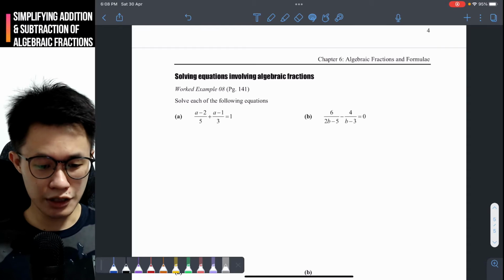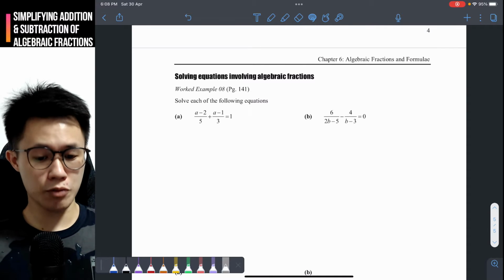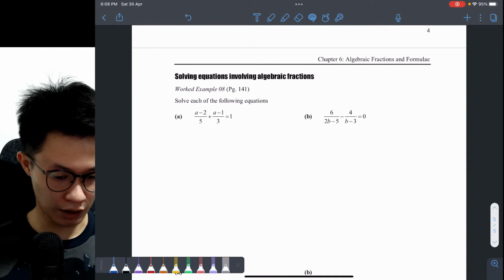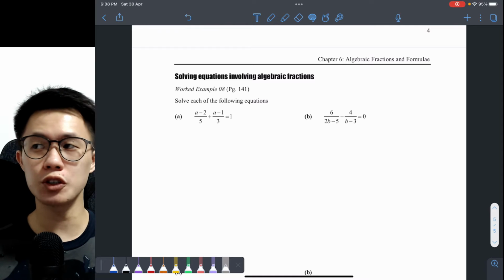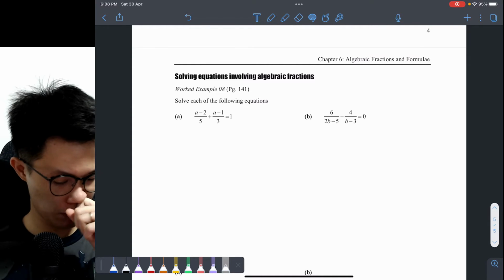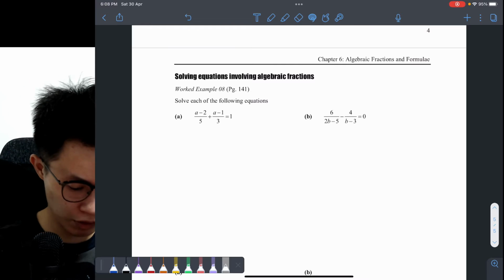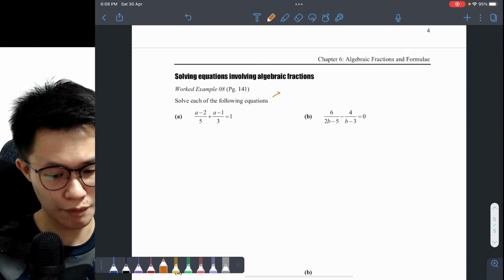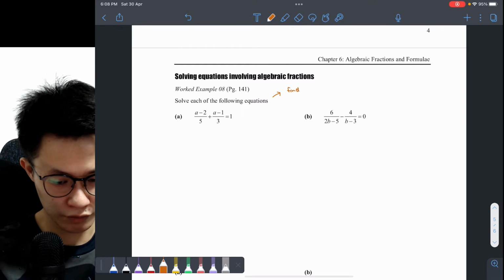Alright, so last but not least, we have algebraic equations. The goal is still the same, but before you can actually simplify, when it comes to solving equations, what you're trying to do here is to find the unknown value.